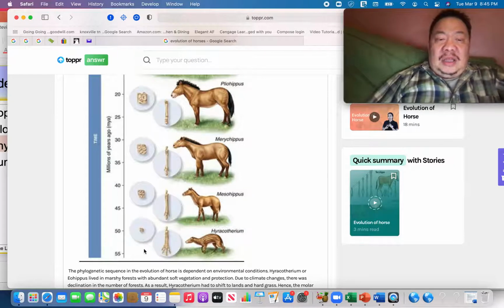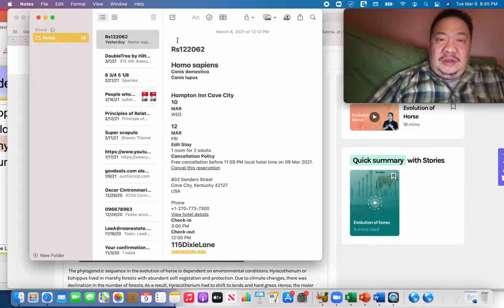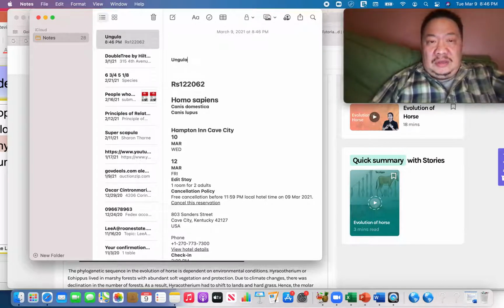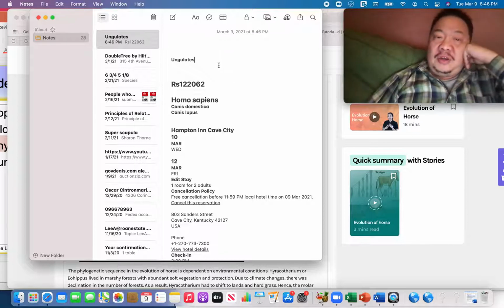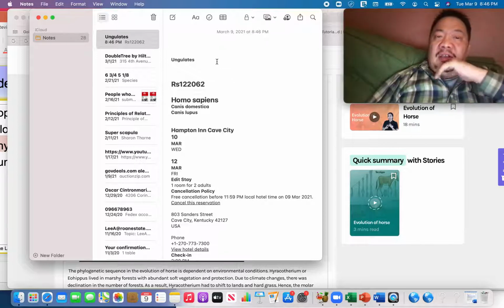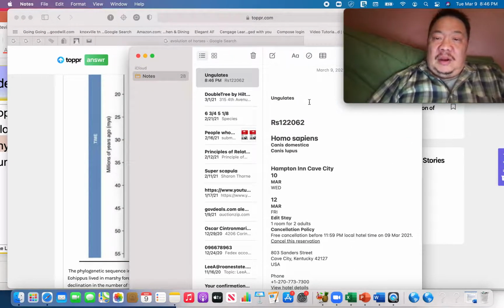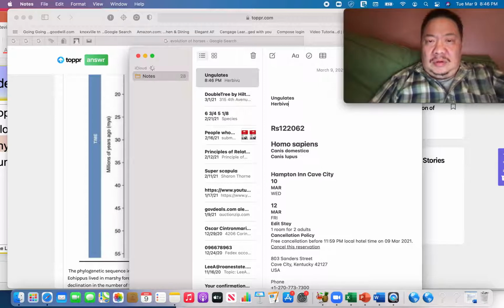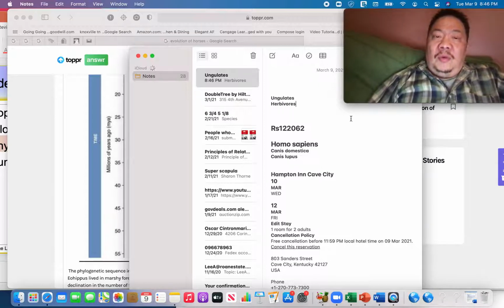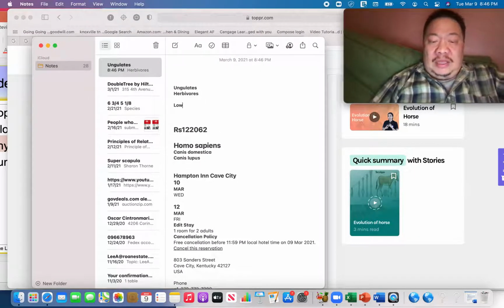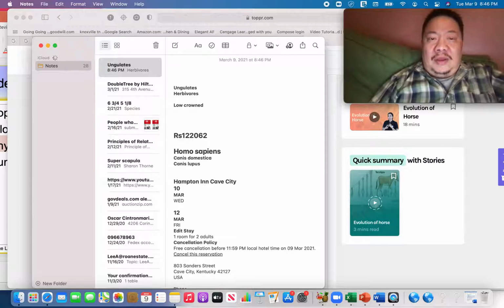Now, later on we'll talk more about this, but I'm going to give you some basic zoology here. Animals that have hooves are called ungulates. Mammals that have hooves are called ungulates. And ungulates are hooved mammals, and they are herbivores, meaning they are plant eaters. These ungulate herbivores can have either low crown teeth or high crown teeth.